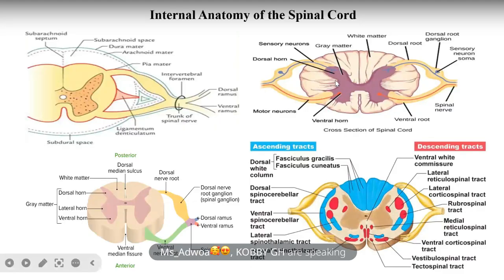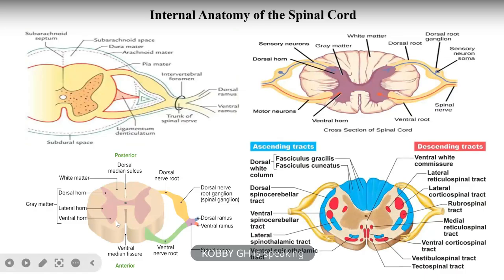Now, if you come over here, this one is the gray matter. Look at it. Can you see what is looking like the butterfly portion? This is the gray matter, and this one is the white matter. Now the gray matter has parts.